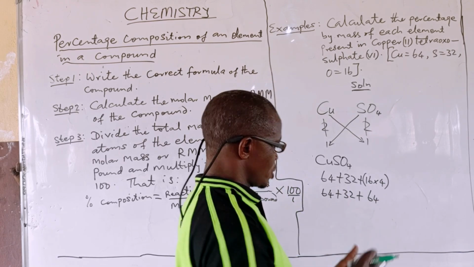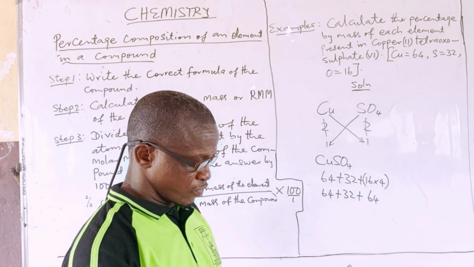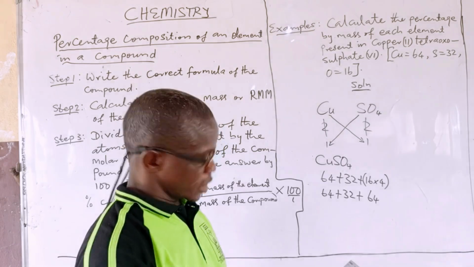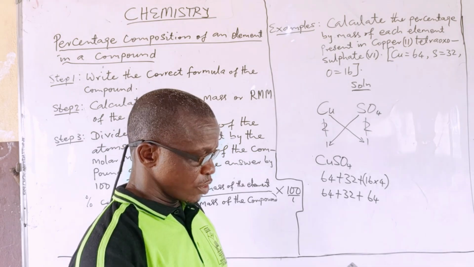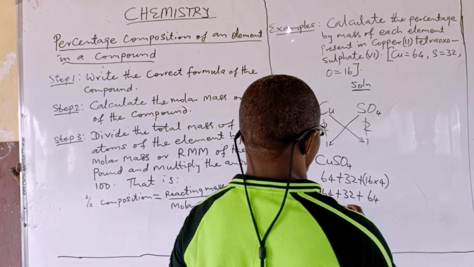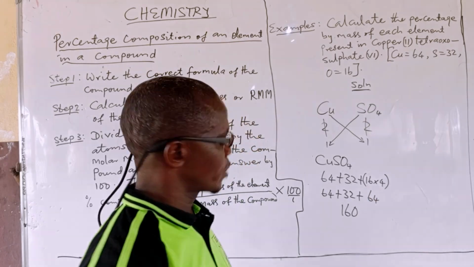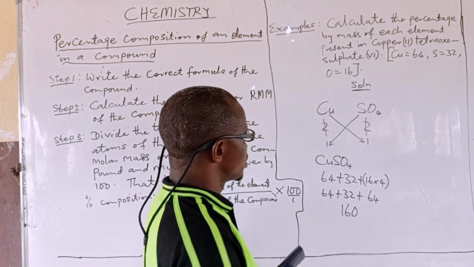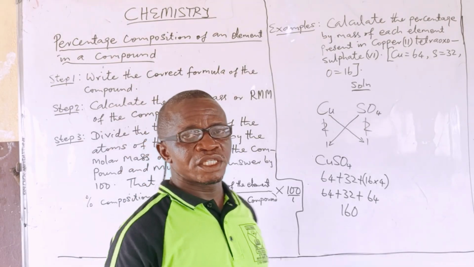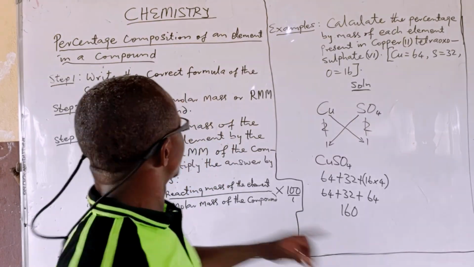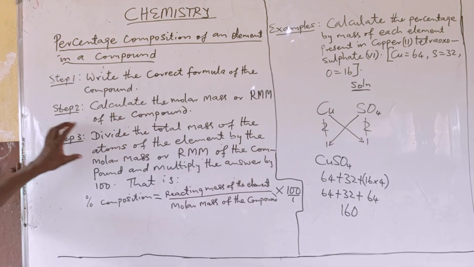Okay, now let me use my calculator. 64 plus 32 plus 64 gives me 160. So total is 160. This is the molar mass or relative molecular mass. If I put the unit, it becomes molar mass. If I leave it like this, it becomes relative molecular mass. Now I've gotten 0.2 correctly. Okay, the next is 0.3.